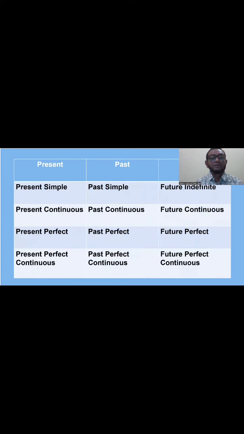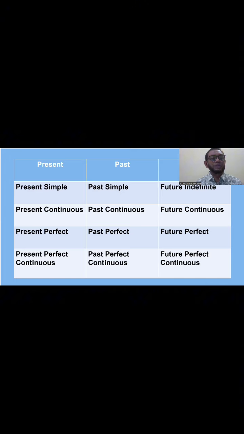Now we have to look at the slide. In the table, you can see present, past, and future are each classified into four more kinds. We know that very well. In my previous video, I also discussed the introduction of tenses, so you can watch the video for a better understanding of the classification of tenses.